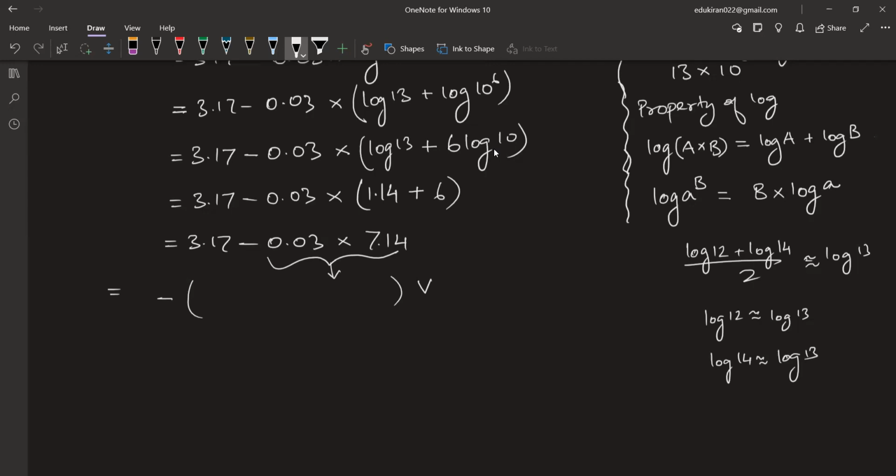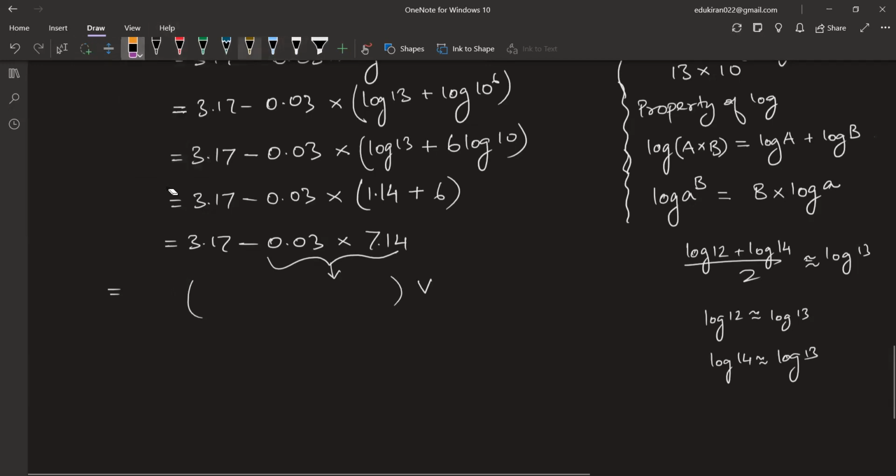0.2142. Multiply 7.14. And how much did you get? You are saying 0.2142. Oh, this is minus here. You must have been taking minus, right? This is not minus, sorry, this is not minus.